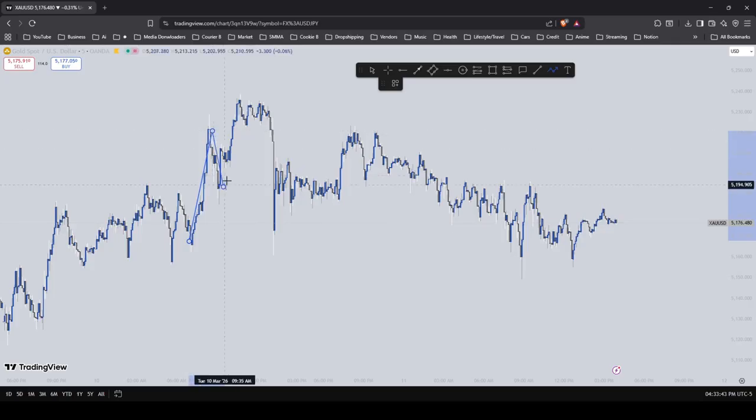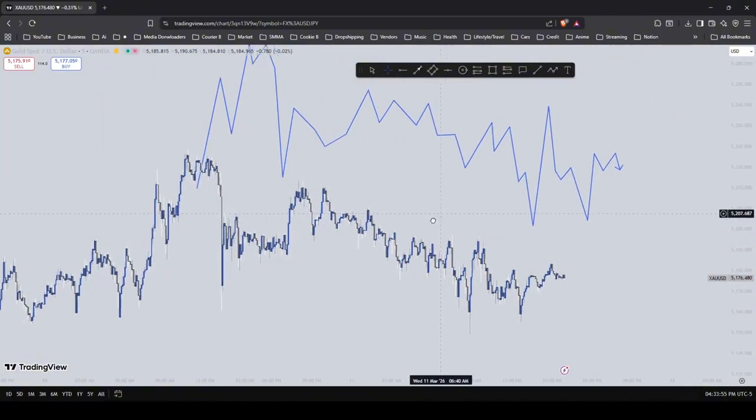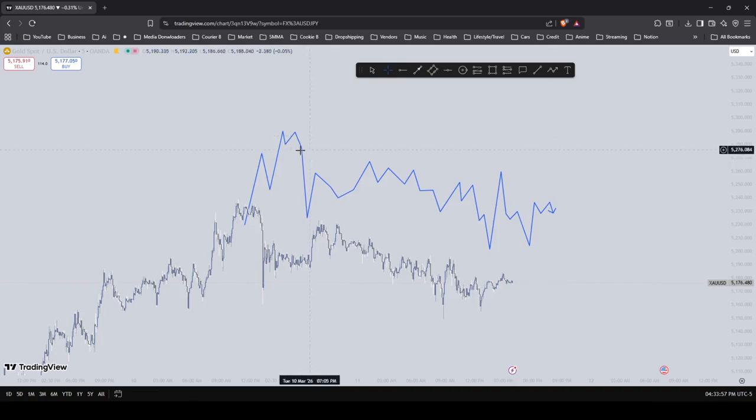So high, low, high, low, high, low, high, low, high, low. Boom, boom, boom, boom, boom, boom. It's too much going on. It's so much noise, so much chaos. You do not know where to trade, where to go. Now let me do this, and I'm gonna drag it here. How do you know when to place a trade? How do you know when to get in?